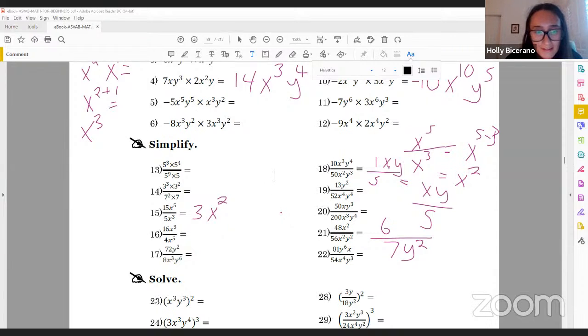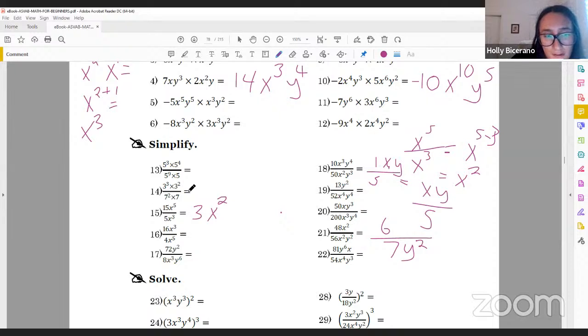Okay, before we get into the negative exponent rule, let's take a look at these two problems at the top that I skipped over. Let's see, 13 has the negative exponent rule, so I'll skip over that. Let's do number 14.